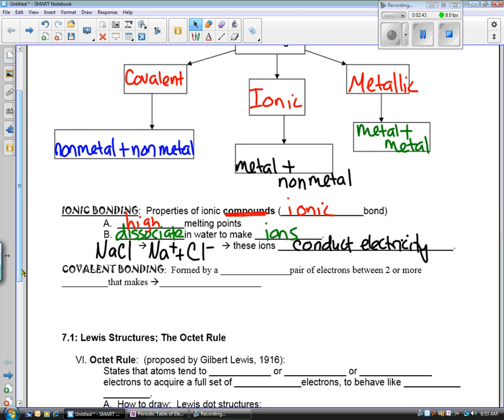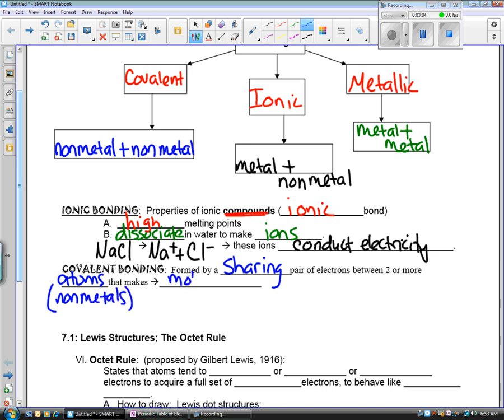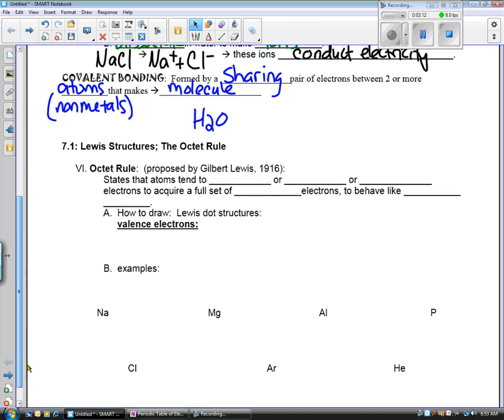Covalent bonding, in the other cases, is a sharing of electrons, whereas ionic, it's give and take. Covalent is formed by a sharing pair of electrons between two or more atoms, or nonmetals. They have to be nonmetals. And they make what we call a molecule. You know the molecule of water, right? Well, that's two nonmetals, hydrogen and oxygen. That's why it's called a molecule.